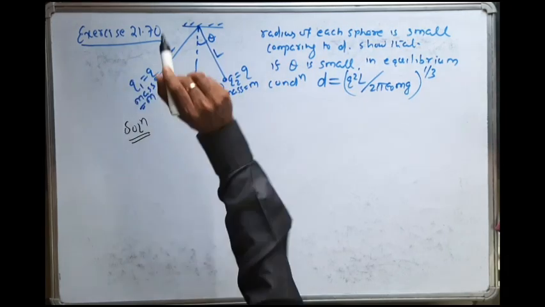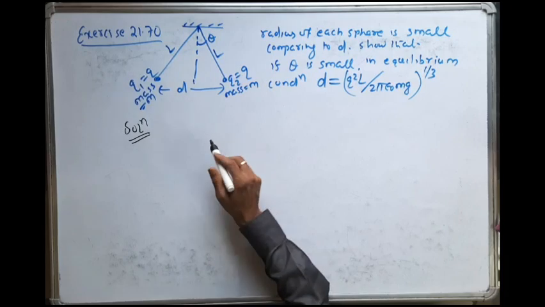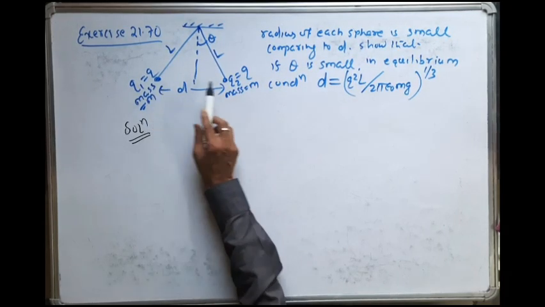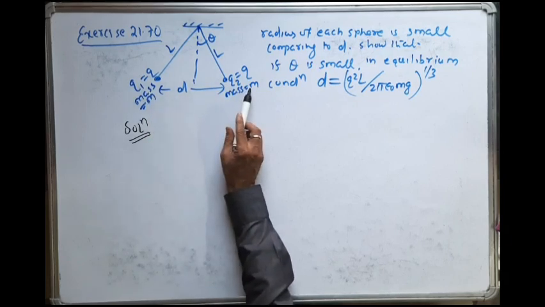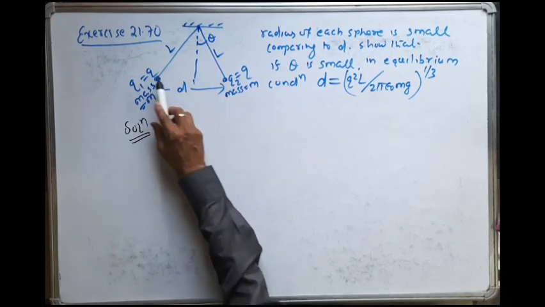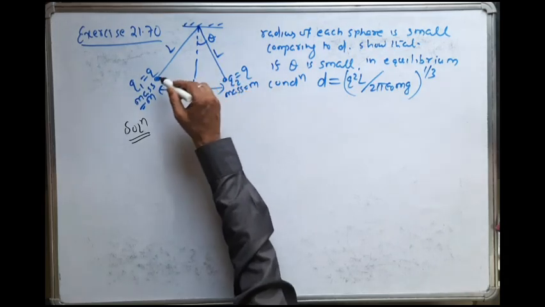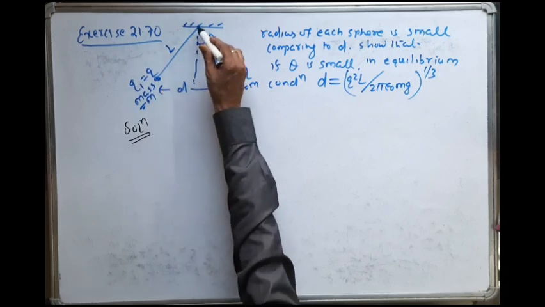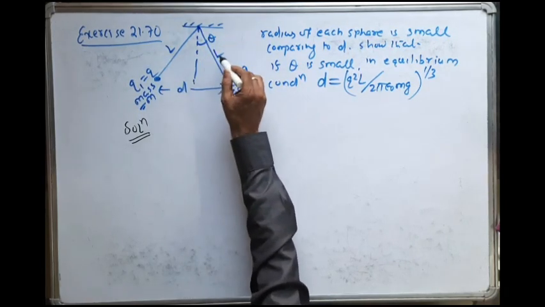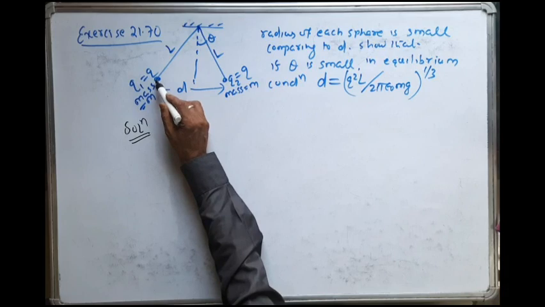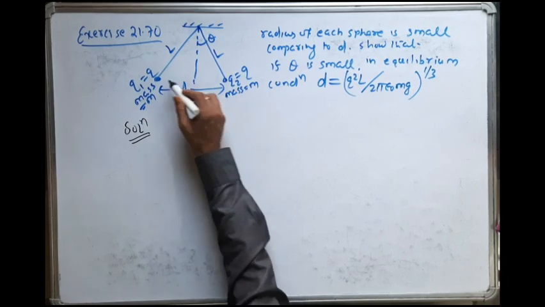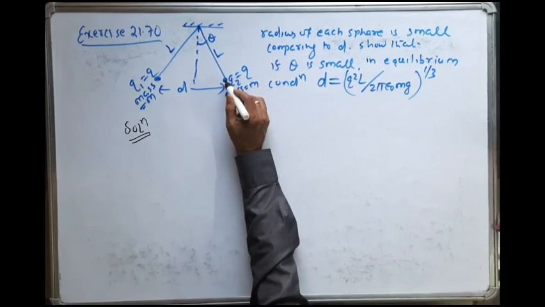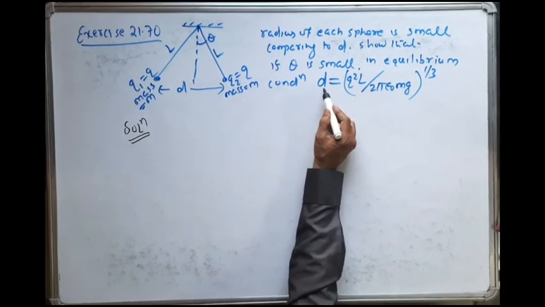This is the last problem, that is exercise 21.70. Now you see, two charged spheres, identical spheres with the same mass m and the same charge q, are connected to a light string whose length is L. So this q charge will repel this q. At the equilibrium position, you have to show that the distance between these two charges, d, is equal to this.